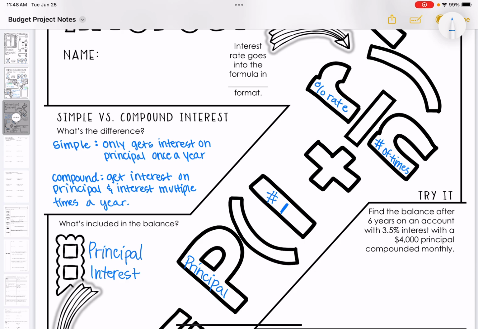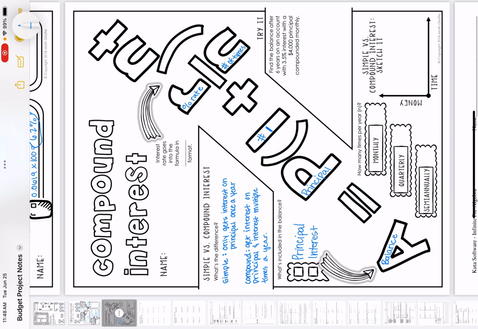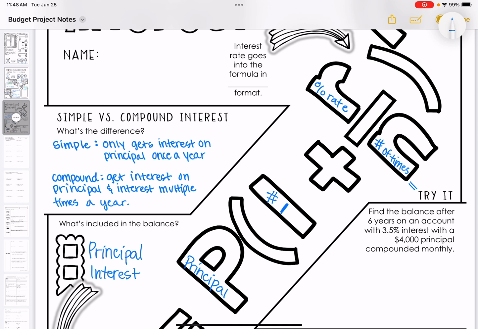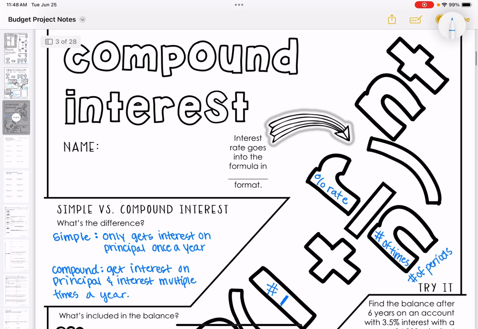Okay, so under it you could say number of periods. All right, then we have N again, so number of times. And then T still stands for time. Then over R, I'm going to put percentage divided by 100 again so we can remember that it has to be in decimal form.